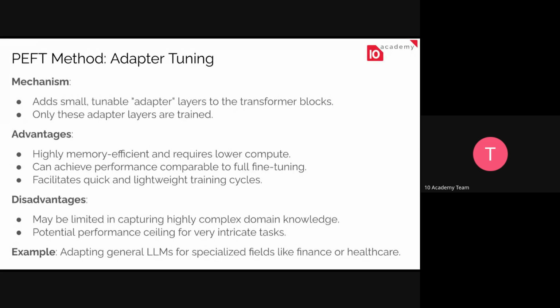So let's talk about adapter tuning. This is just adding small tunable adapter layers into the transformer blocks. Only these adapter layers are trained rather than the whole thing. So it's highly memory efficient and requires low compute. It can achieve performance comparable to full fine-tuning.